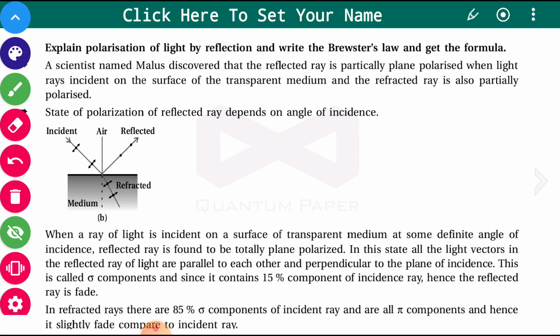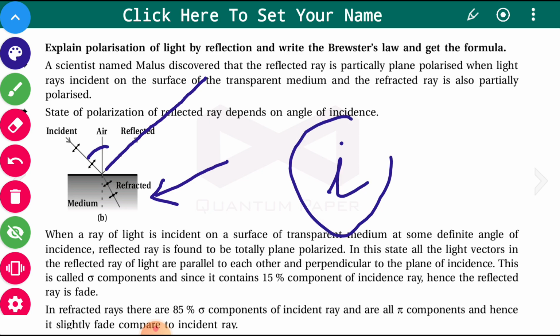Now, the state of polarization of the reflected ray depends on the angle of incidence. He also practically found that whether this light is polarized or not depends on the angle of incidence, or the angle at which you are incident the light on the second medium. On that angle of incidence, the state of polarization of this reflected ray depends.